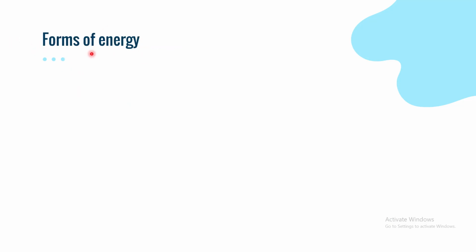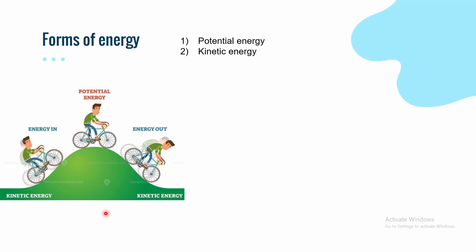Now we want to explain the forms of energy. Well, we have a lot of forms of energy, starting with the potential and kinetic energies. And those are indeed the two most important of all the forms of energy. Okay, explaining them with this example at first.